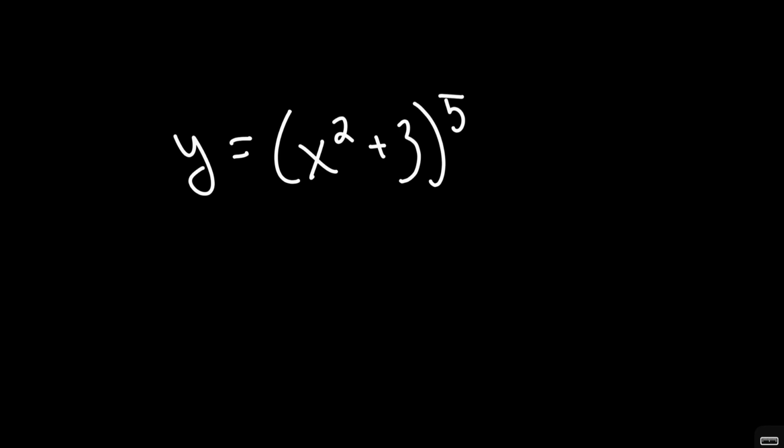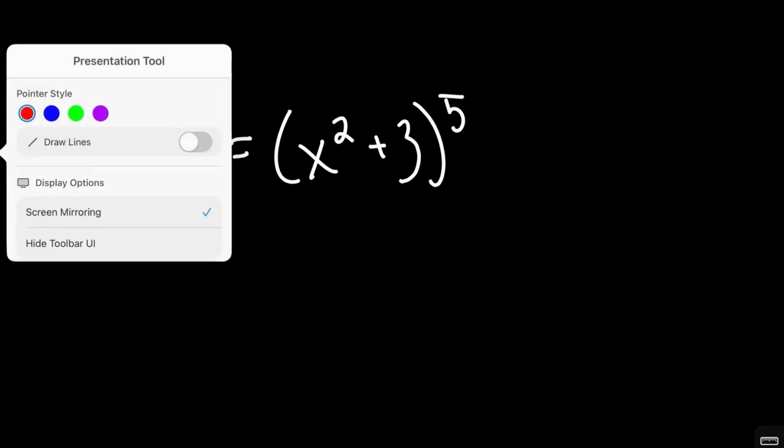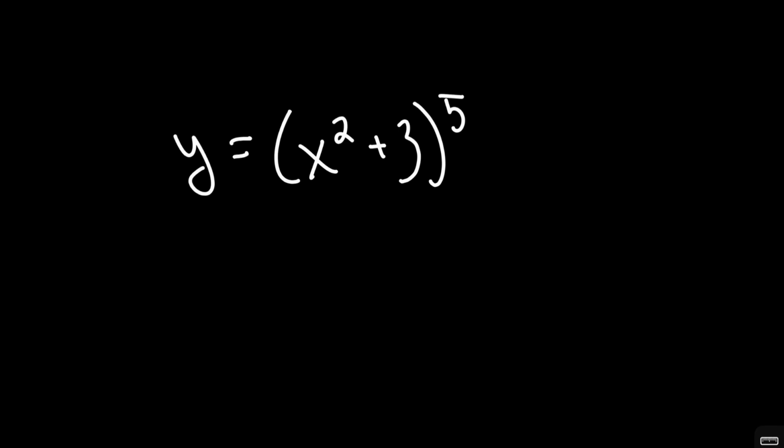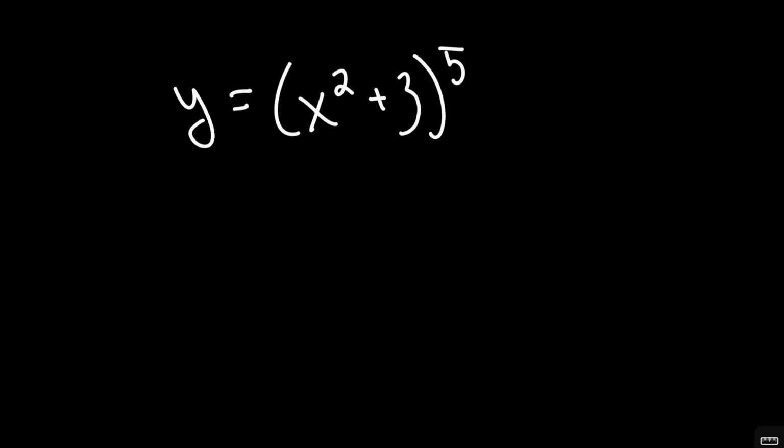So, let's get started. Let's take a look at this function, x squared plus 3 to the 5th power. At first glance, it looks like a normal power rule problem. But notice that what is being raised to the 5th power isn't just x, it is x squared plus 3. In other words, we have a function inside another function. Whenever you see a function inside another function, that's when chain rule comes into play.